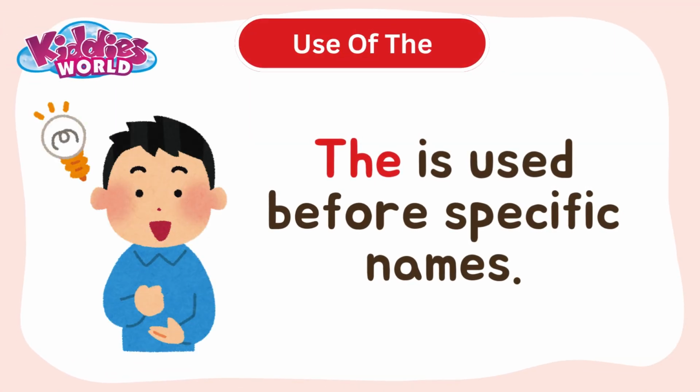The is used before specific names of things or objects. It helps us talk about something special or known. Let's look at some examples to understand better.